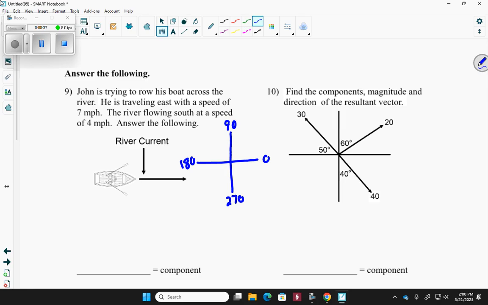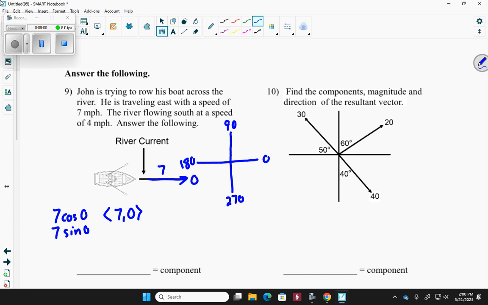If y'all notice, he's going east. East is 0 degrees. And he's also going at 7 miles per hour. So my magnitude is 7, and my direction is 0. So I'm going to say 7 cosine 0, 7 sine 0, and I'm going to get my component of 7, 0.